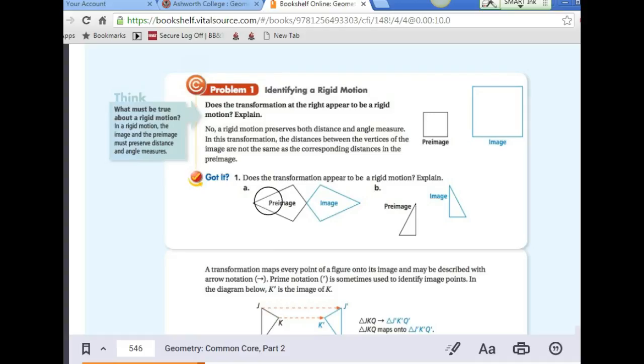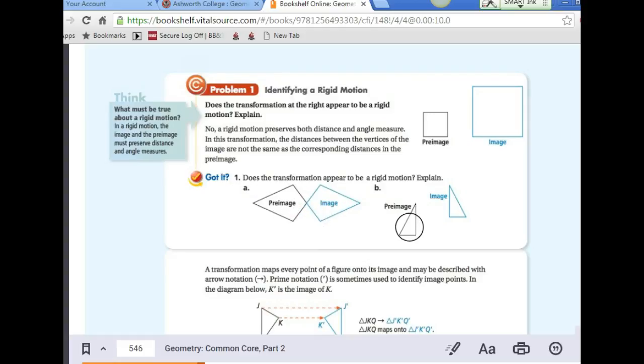Or I could take this one, kind of rotate it around that center point right there. I could rotate that around, and it would look like its image. So either way, rigid motion simply means did it stay the same size and same shape. So for A, we're going to say yes, it does.